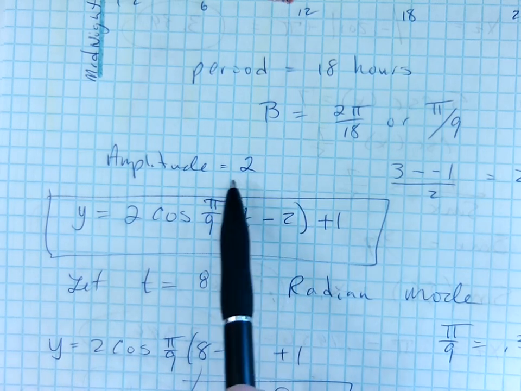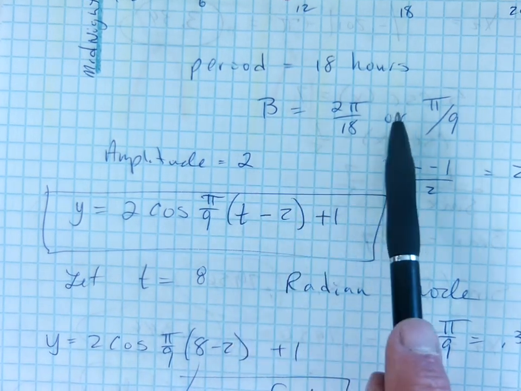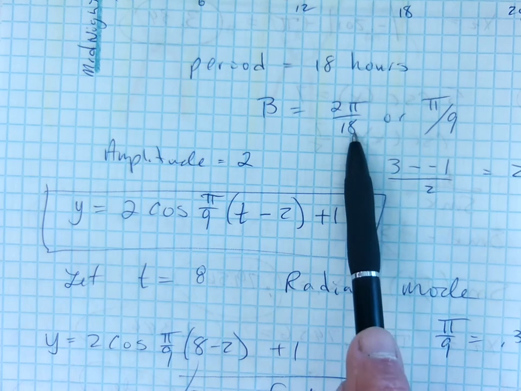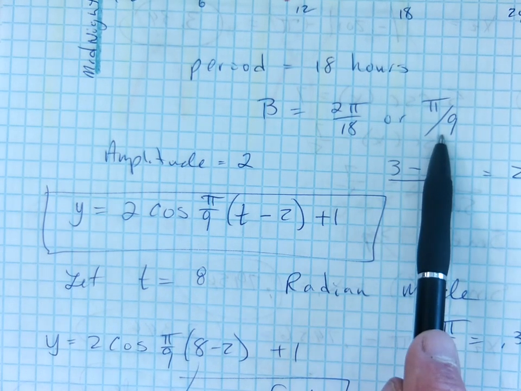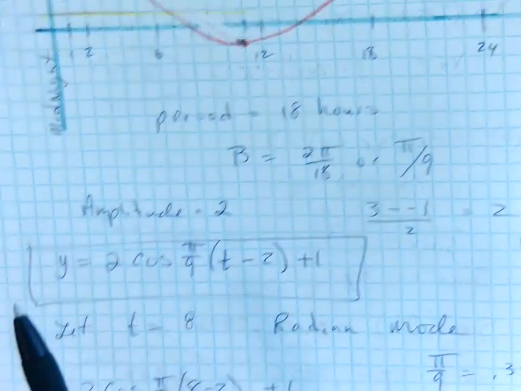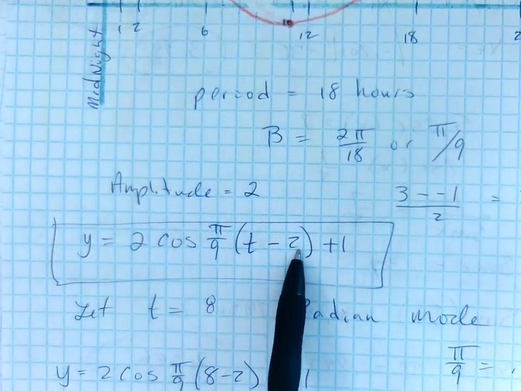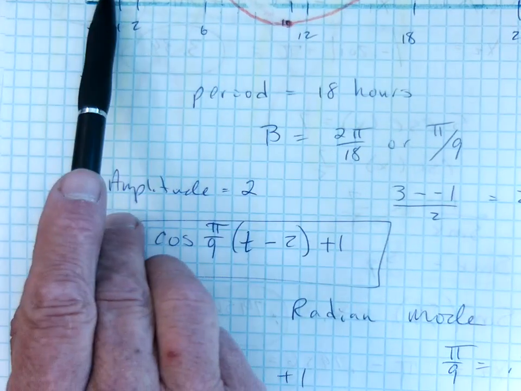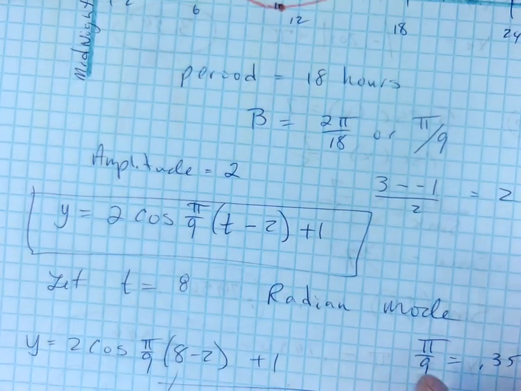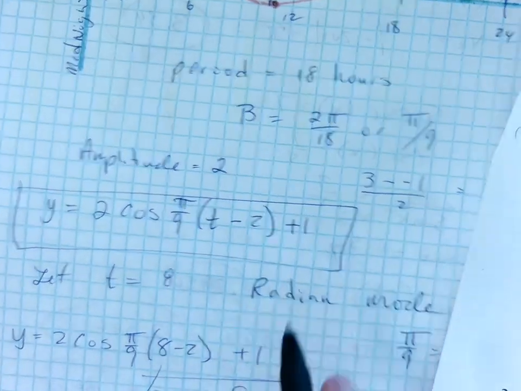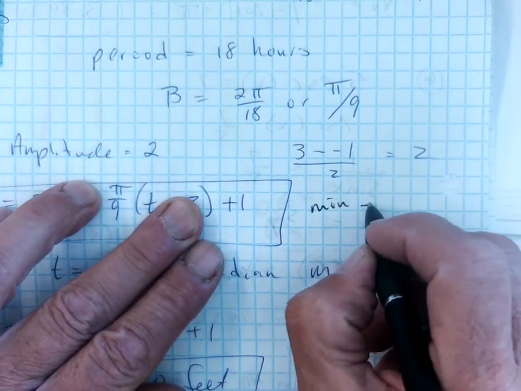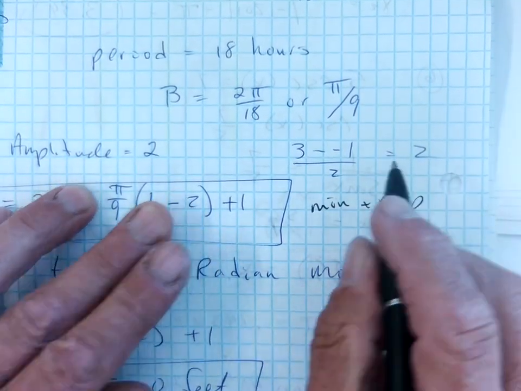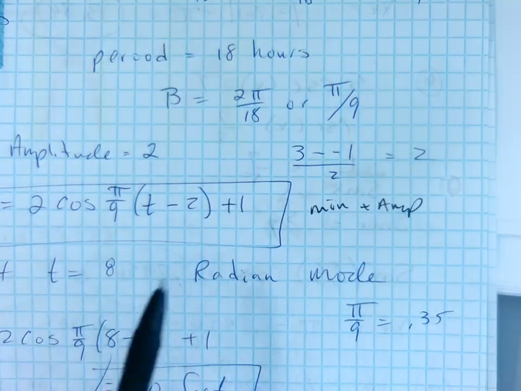I need b, which is the frequency. B is always 2 pi divided by the width. Well, the width is 18 hours. So I reduce that to pi over 9, okay? Now the whole curve has been shifted 2, so I went t plus 2, and the curve has been moved up 1, so that's my plus 1. Now if you have a hard time finding k, this value here, this is always going to be the minimum plus the amplitude, which is -1 plus 2, which is 1, okay?